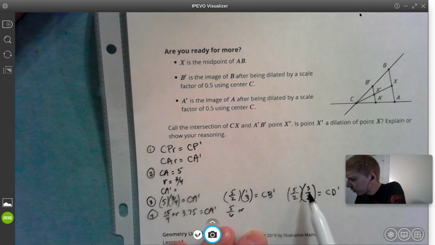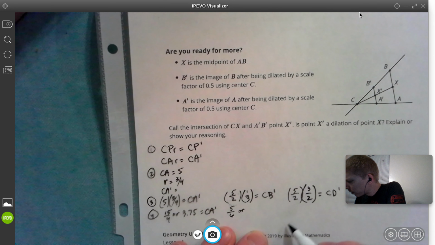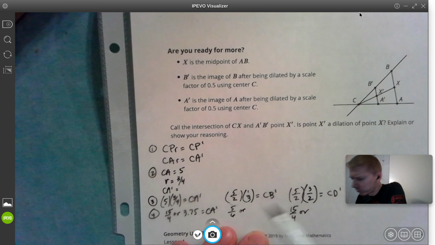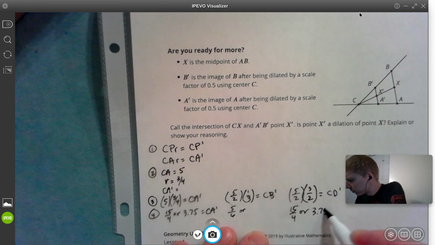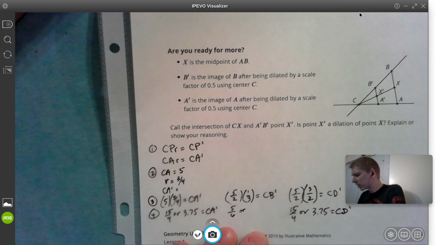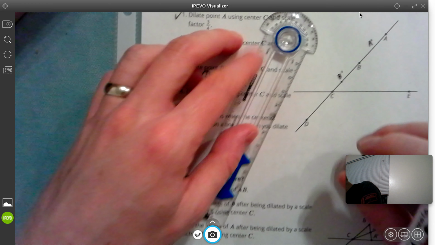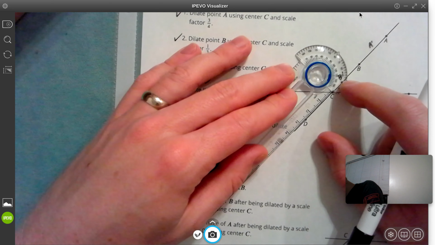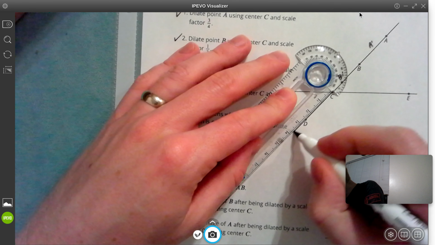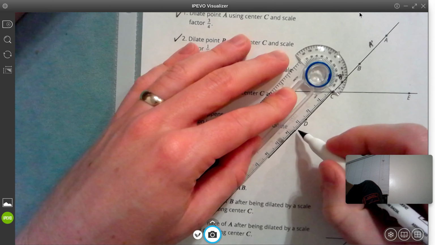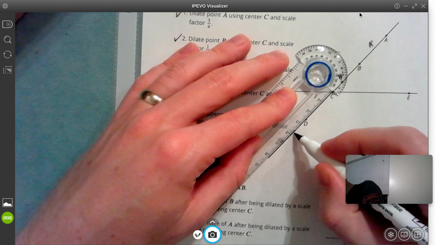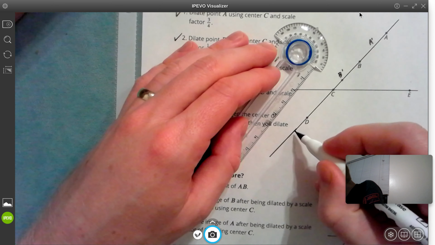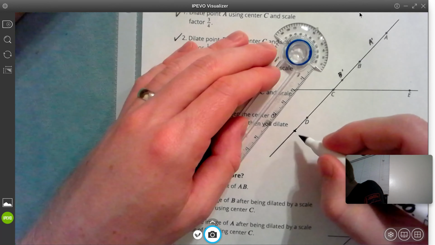So this is going to be 5 times 3 is 15, 2 times 2 is 4. Oh, that's the same thing that we had over here. 15/4, or 3.75, will give us the distance from C to D prime. So we'll go 3.75, and it looks like this line is just not quite long enough, so we'll extend it out a little bit, and we'll go 3.75, right about there. So that's where our D prime is going to be.